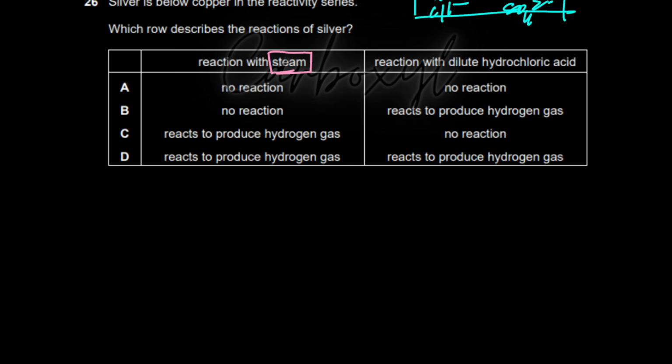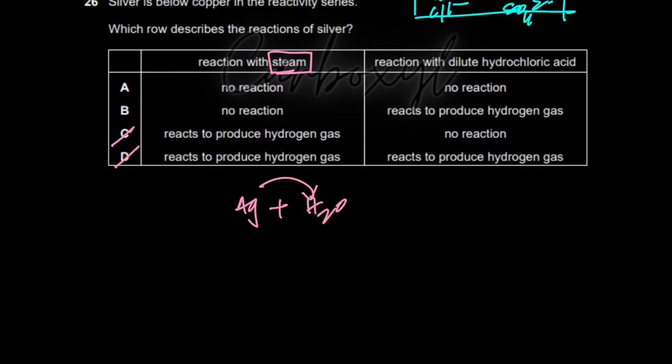But if you know your chemistry, you should realize that silver is below hydrogen, and even below copper. If it's below hydrogen in the reactivity series, it will not react with water because it cannot displace the hydrogen in the water, right? So there's no reaction. Therefore, C and D are wrong. We have to choose our option from A and B.